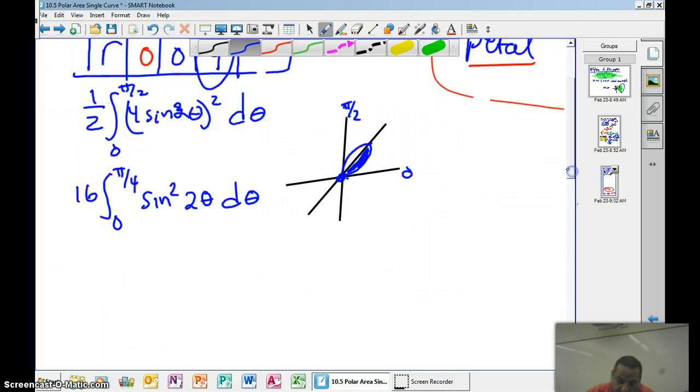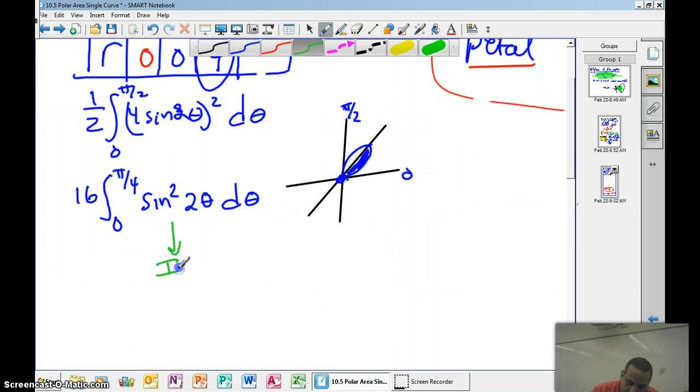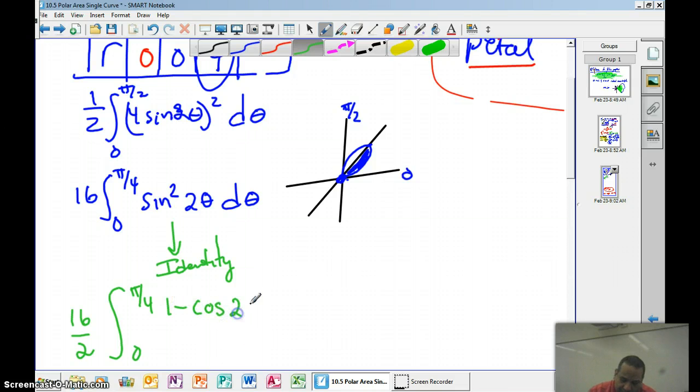So that's what I'm going to do. I'm going to change this. I'm going to use the identity, big T, because I'm crazy. And you get 16 over 2. I'll bring that 2 right out, like it's nobody's business. And this is going to be 1 minus cosine of 2 theta, d theta. Now, I'm going to break that up. I'm going to say this is 8. Well, remember, if this is u, then du is 2 d thetas. Okay? du is 2 d thetas.